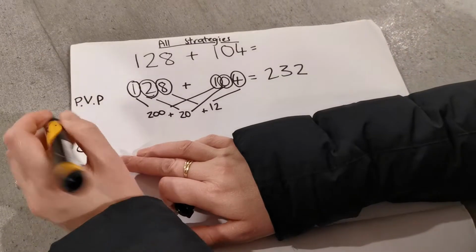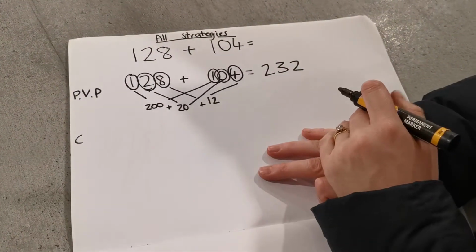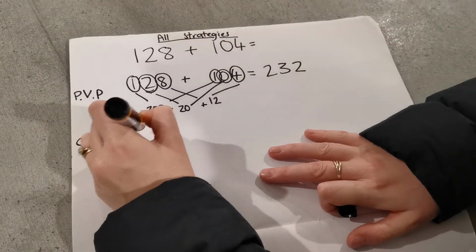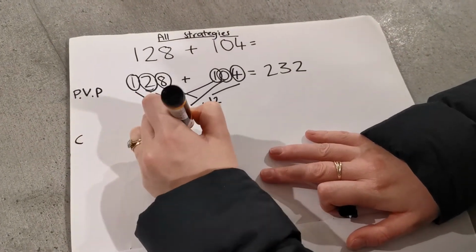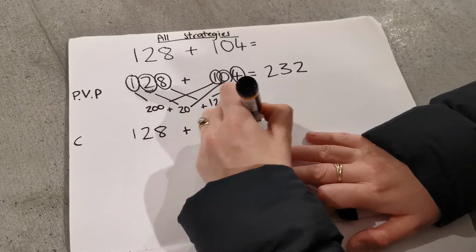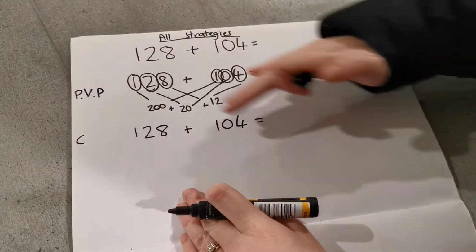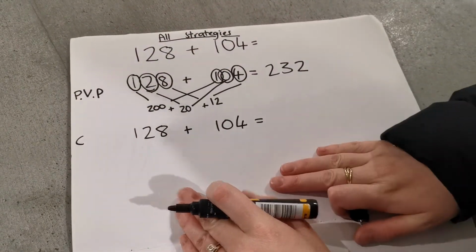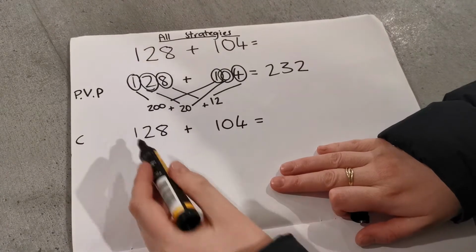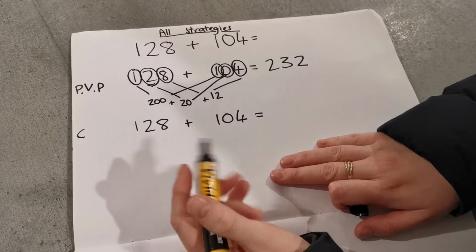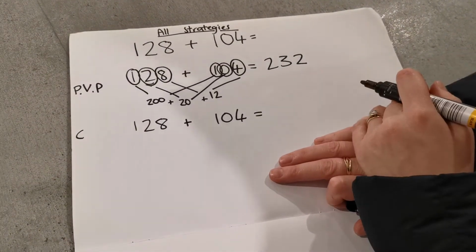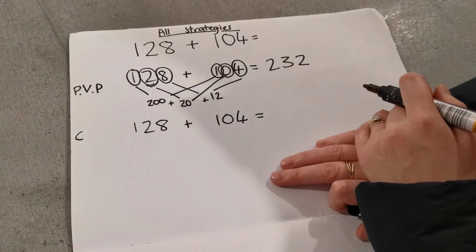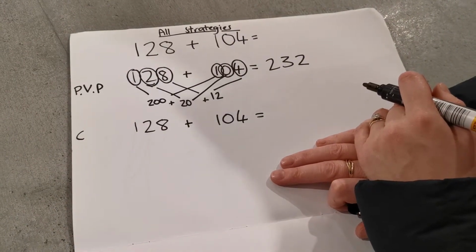Let's give it a go using compensation and see if I get the same answer. Okay, so we write out the question again. Remember, it's really important when we're doing our maths that we give ourselves lots of room to work out so we don't get confused. So we've got 128 plus 104 again, and I go, which number would I like to round up or round down to turn it into a tidy number?